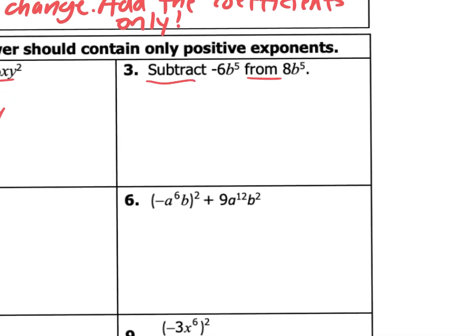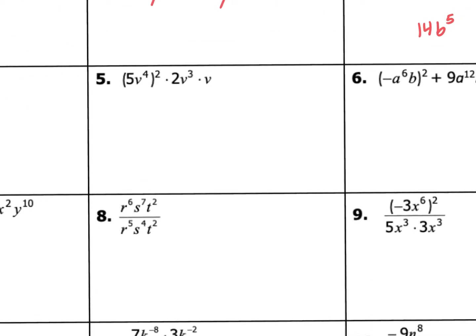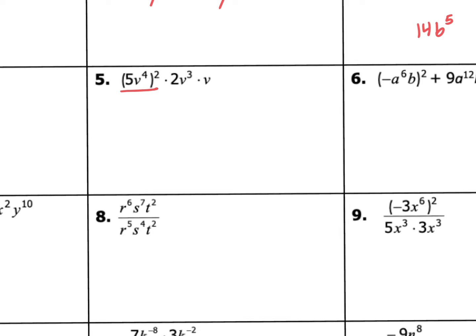Number 3, subtract from turnaround phrase. So we don't write it the way it's written, we write it backwards. So 8b^5 minus negative 6b^5, and minus a negative is like plus a positive, 14b^5. Number 4, multiply the coefficients, add the exponents, that's negative 35, n to the negative 6, and then the negative exponent moves down.